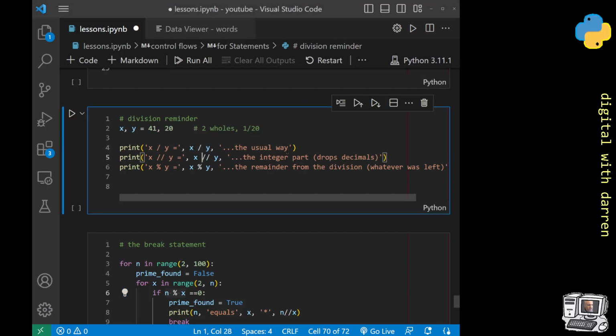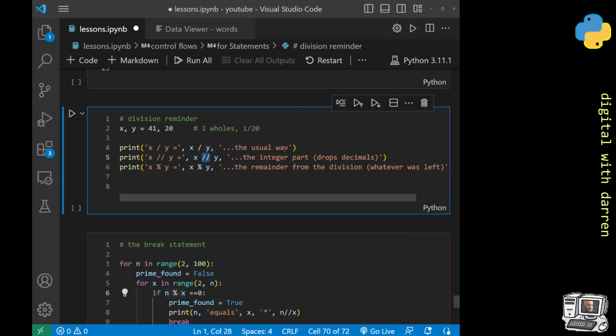Now, what does this dividing sign mean? Just as a reminder, it's the integer part. It basically gets the integer part and throws out the 0.05 part of it, so we're just left with the 2. Sometimes we just want the integer part; we don't want the floating part.